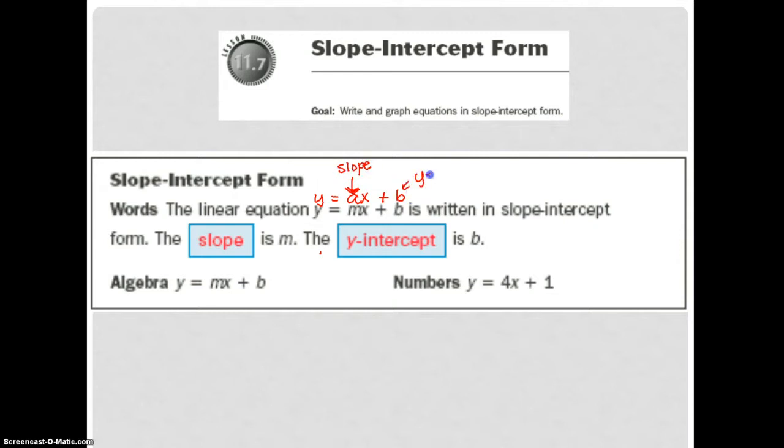The b is your y-intercept. Now be careful, it's not the y-coordinate, it's the intercept. So it's where on the graph the line crosses the y-axis. So for y equals 4x plus 1, the number next to x, 4, is the slope, and 1 is the y-intercept.